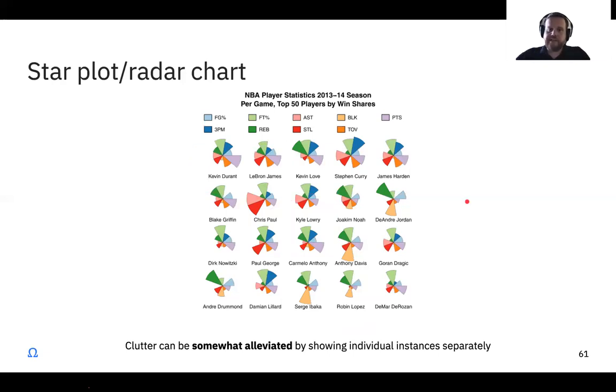Here we see an example of NBA players and their game stats. So this is something that you cannot really easily do with a parallel plot, because those individual plots don't work as well as glyphs here. So this is a nice technique to alleviate clutter.